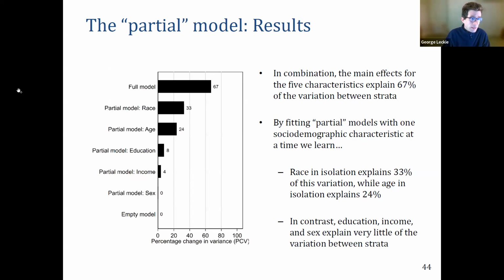And so of my 5 variables, I've now sorted them into the order of explanatory power: race, age, education, income, sex. So race explains 33% of the differences between the 382 strata. Age in isolation explains 24%, but then education in isolation is only 8%, income in isolation only 4%, and sex in isolation doesn't explain anything really. So this is a nice way of establishing the relative importance. These are a bit like R-squared statistics, but R-squared statistics for the between stratum variance.